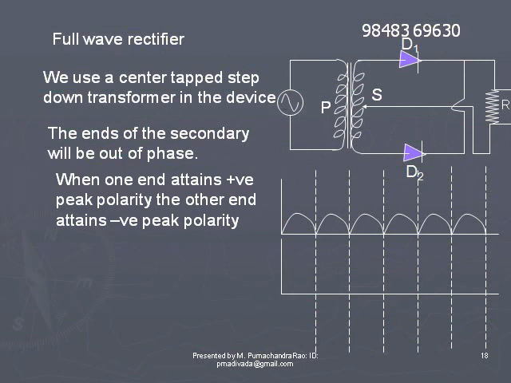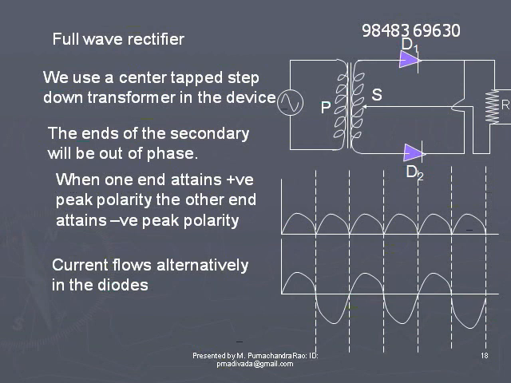When the negative half cycle comes and appears across D1, the positive half cycle appears across D2, and D2 is forward biased and D1 is reverse biased. So a current flows through D2. This current will also pass through the load resistance.